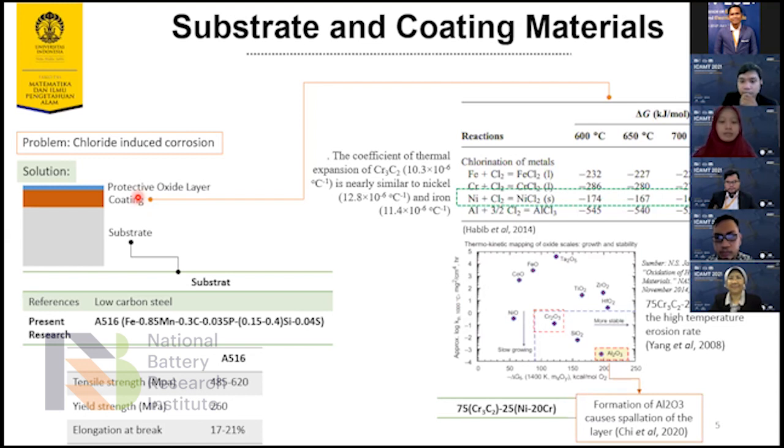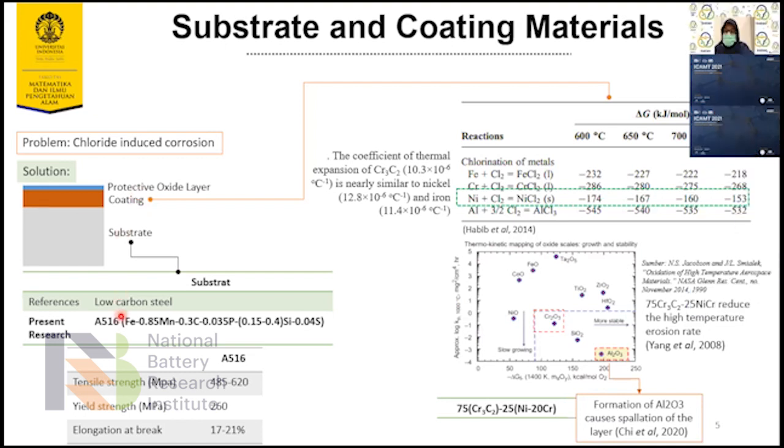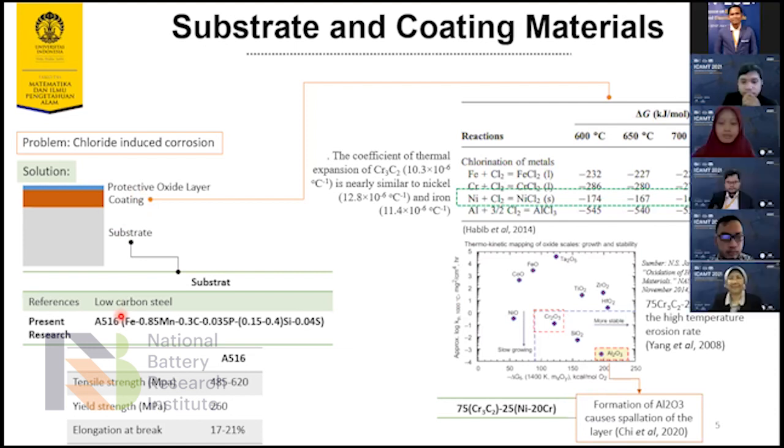Common substrate that is used in boiler power plant is low carbon steel. It is due to low carbon steel is not too brittle and has good performance in manufacturing. Material for coating which has good performance in chloride environment is nickel. It is due to nickel has the biggest value of Gibbs energy than other elements when reacting to chloride.